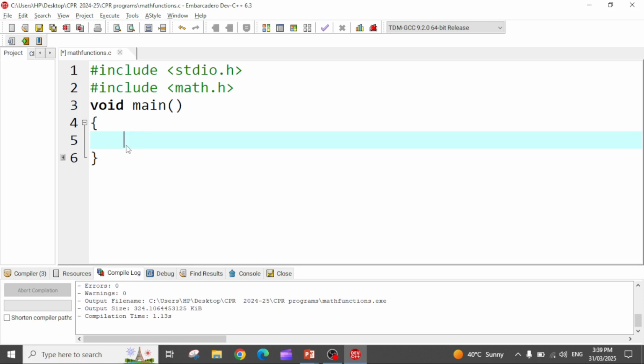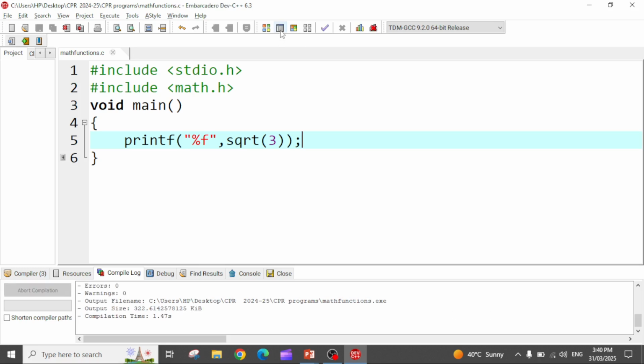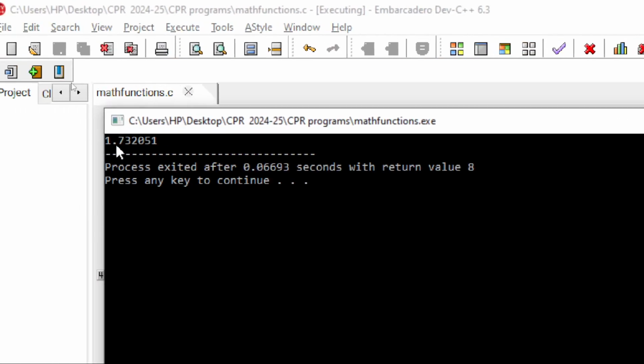Let us move to the next function, which is finding the square root of a number. I have to find the square root of a number, and that number is to be written inside the function sqrt. 3 is the number whose square root is to be found. So I will write 3 inside the sqrt function, compile the program and verify whether I am getting the correct result or not. So the square root of 3 is 1.732.